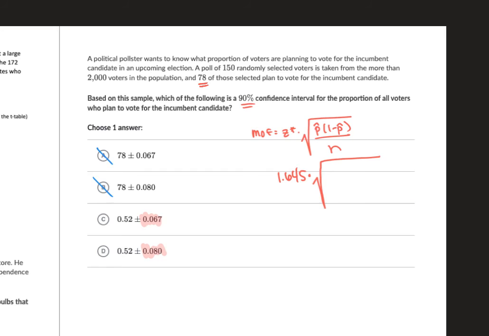So here it says 78 of the 150 voted. So p hat is going to be 78 over 150, which is 0.52, which we see here. So 0.52 times 1 minus 0.52, and our total sample size is 150. So when we put this in our calculator, 1.645 times the square root of 0.52 times 1 minus 0.52 over 150, we get 0.067. So that means that C is the correct option here.